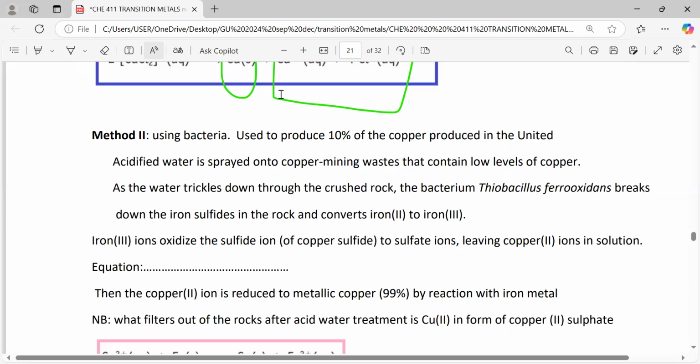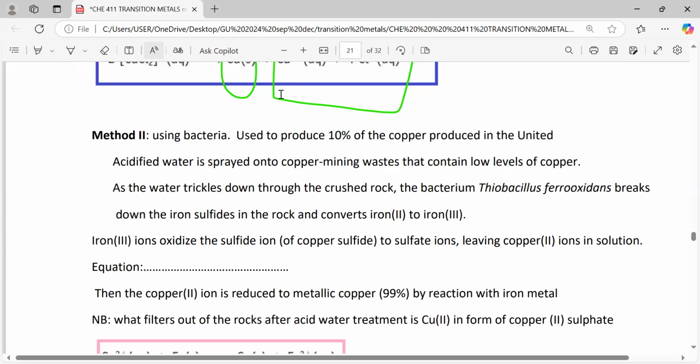First of all, you have wastes from a copper mine. Then you acidify with water to create a medium that is suitable for this bacteria.